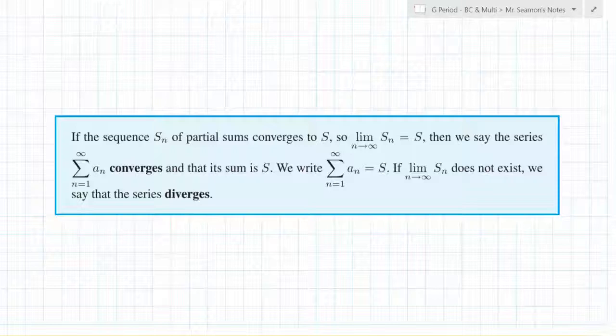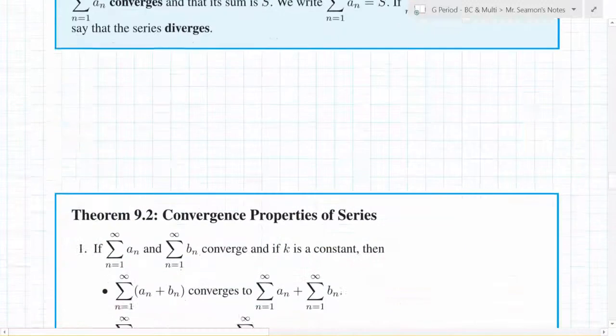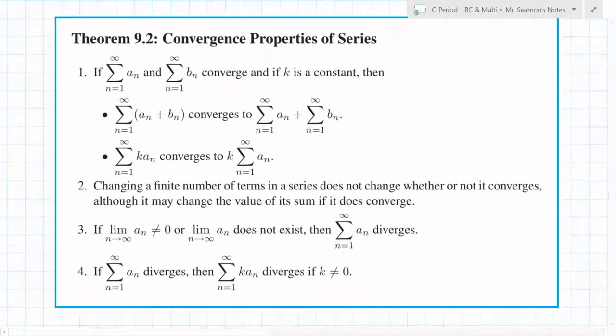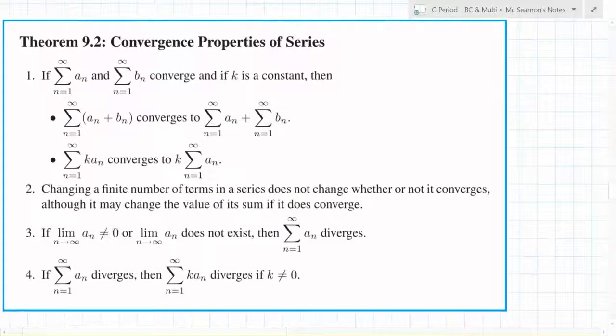You've done this. You understand the idea that if the limit of the explicit formula for the sum of an arbitrary number of terms converges, then the series itself converges. Yay, it's exciting. So what's nice is we need some properties to use so that we can attack convergence.